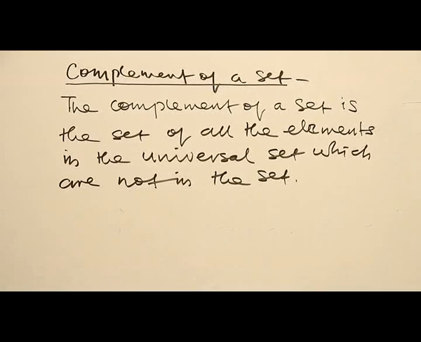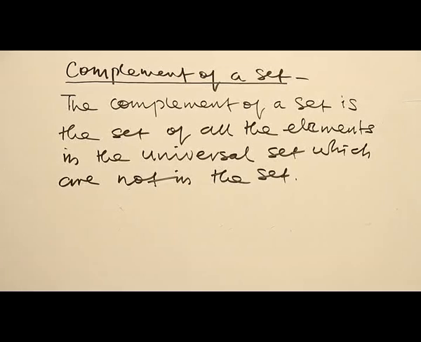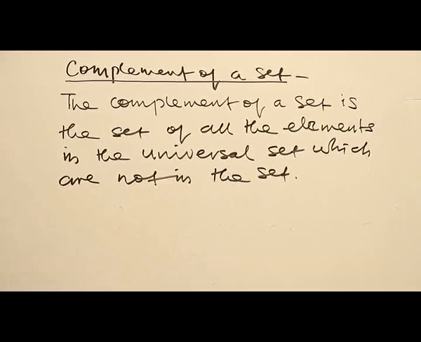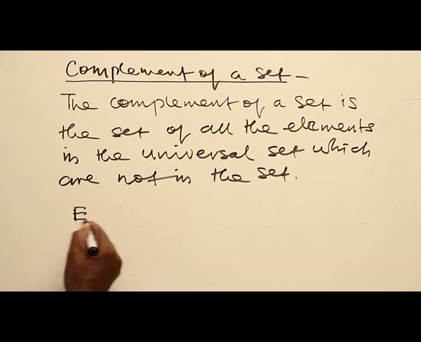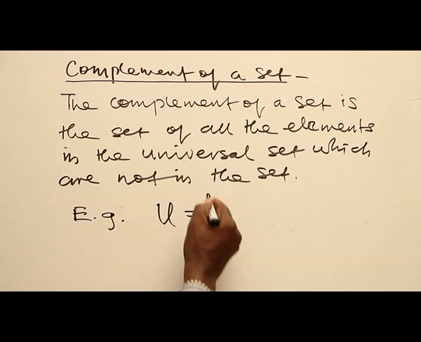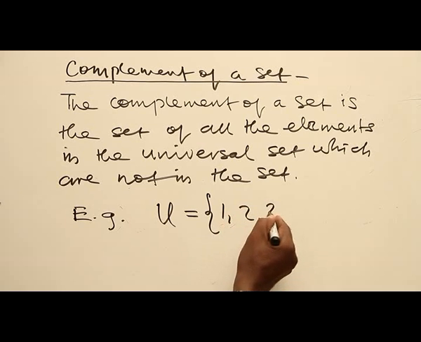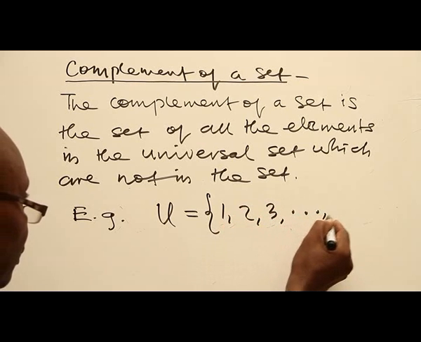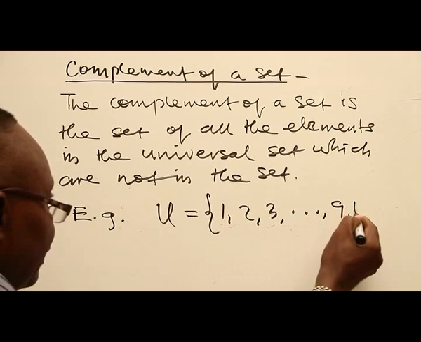Complement of a set. The complement of a set is the set of all the elements in the universal set which are not in the set. Now, what am I saying? Let's say, for example, a set defined as 1, 2, 3, dot, dot, maybe 9 and 10.